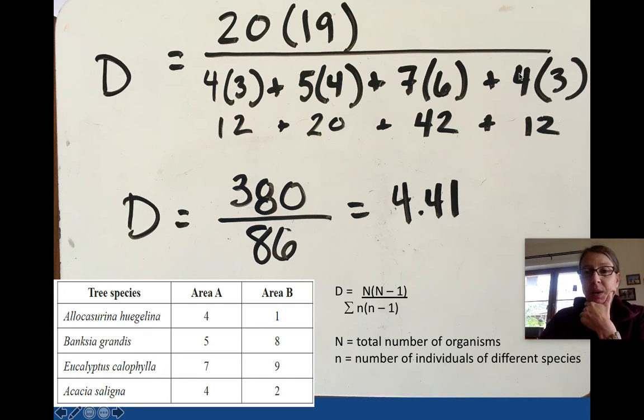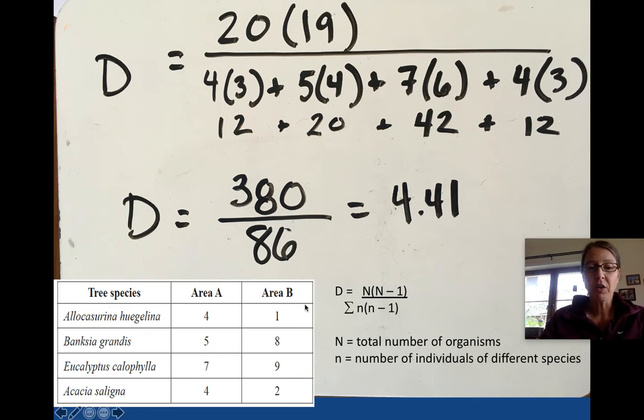But each of these we're going to multiply by one number less. So 20 times 19 divided by the sum of all of these together. So 4 times 3 is 12, plus 5 times 4 is 20, plus 7 times 6 is 42, and so on and so forth. So when I get these, that's 380 divided by 86. And that's going to equal 4.41.